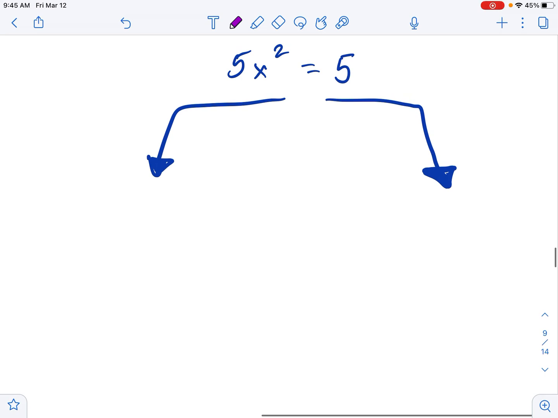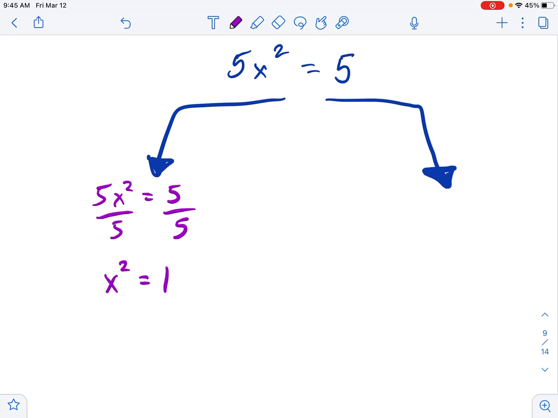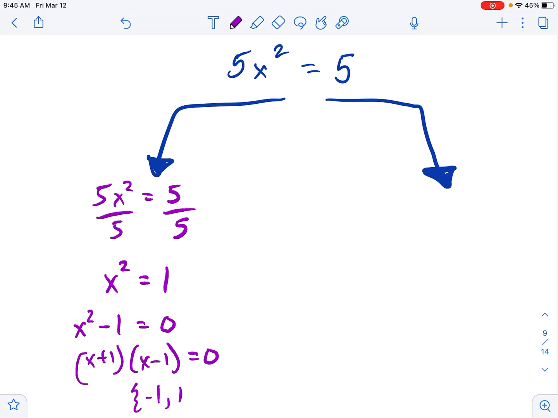Let's look at this one and approach it two different ways. First, I want to divide both sides by 5. Wait, you just said don't divide by a variable. I know. 5's not a variable. Okay, now I'm going to set everything equal to 0. I see this is a difference of squares. So my solution is -1 and 1.